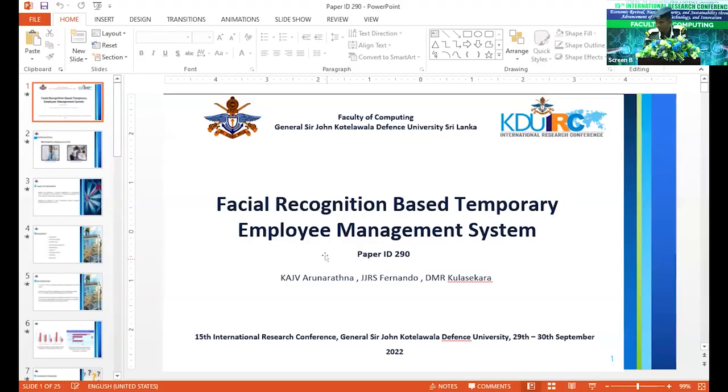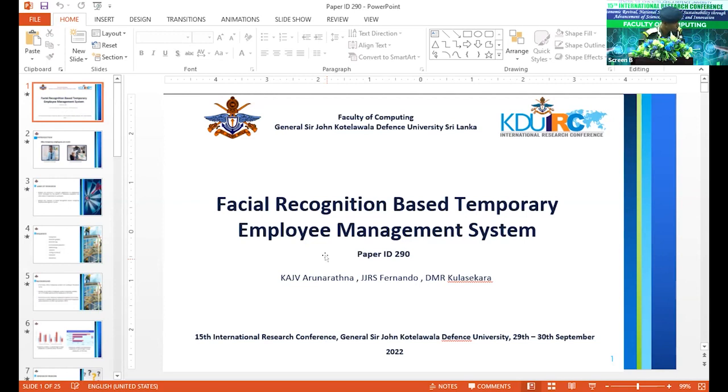And also, when you were collecting the data for the data set, you collected it from different angles, right? Okay. So why did you use face recognition? Why can't we use fingerprints to detect the temporary workers? Because temporary employees have less knowledge, and it is easier for them. I use face recognition because they only have to stand in front of the camera.